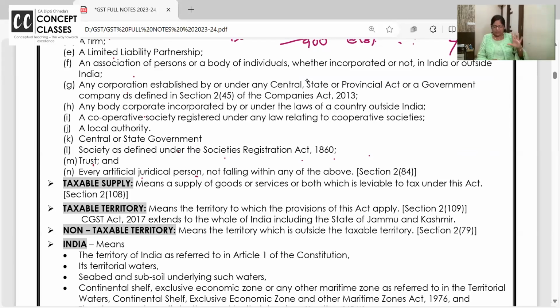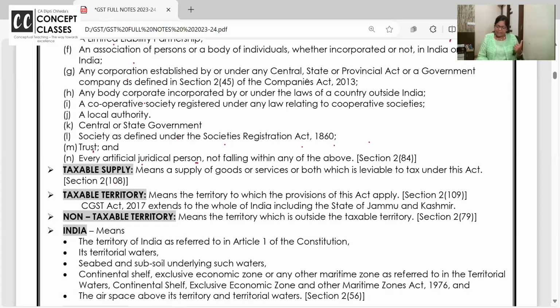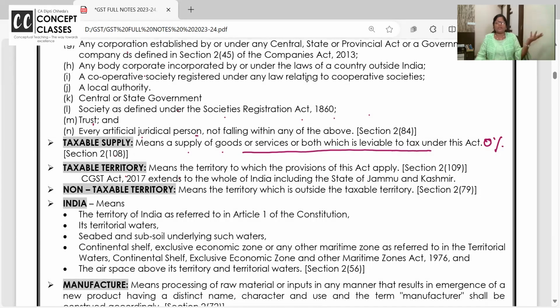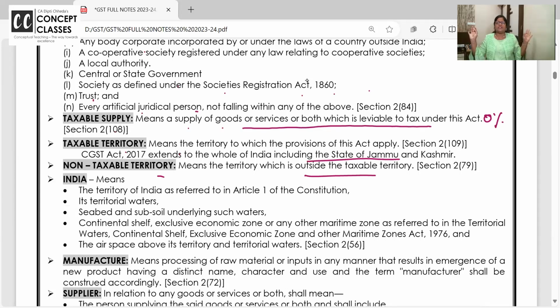Taxable supply. Five minutes more. Taxable supply means supply of goods or services on which taxes are charged. Now, zero rated supply is also a taxable supply. Right now the rate is zero, but it is a taxable supply. Taxable territory means whole of India, including Jammu and Kashmir. Non-taxable territory is the territory where GST is not levied.